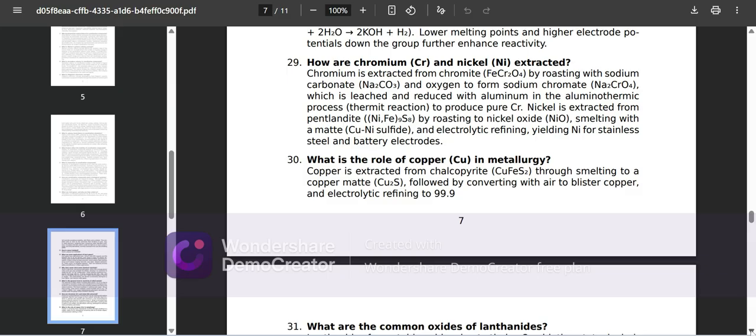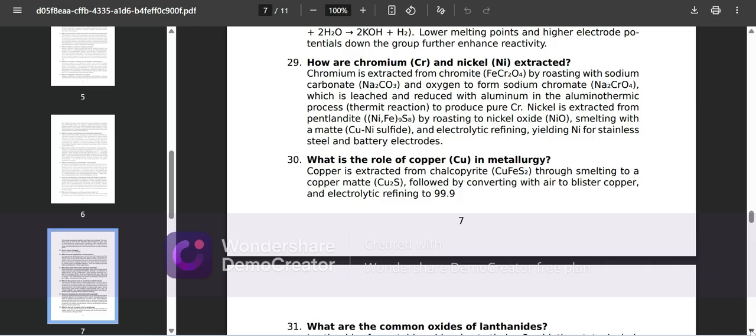How are chromium and nickel extracted? Chromium is extracted from chromite, FeCr2O4, by roasting with sodium carbonate, Na2CO3, and oxygen to form sodium chromate, Na2CrO4, which is leached and reduced with aluminum in the aluminothermic thermite reaction to produce pure chromium.